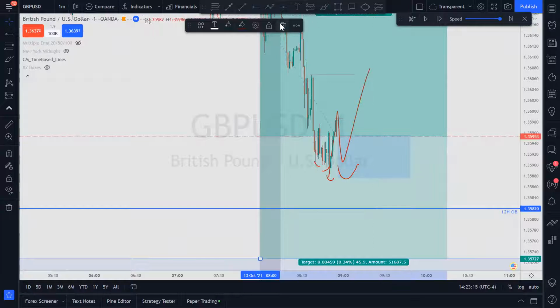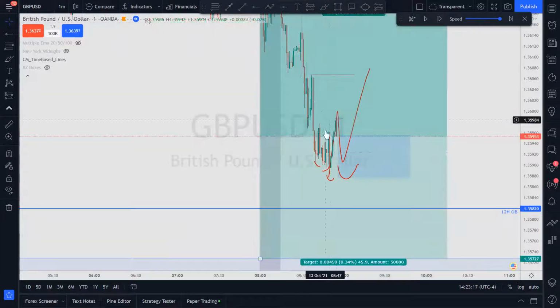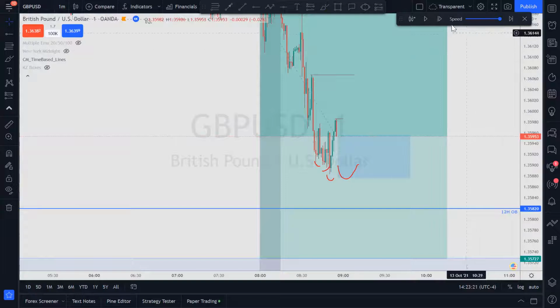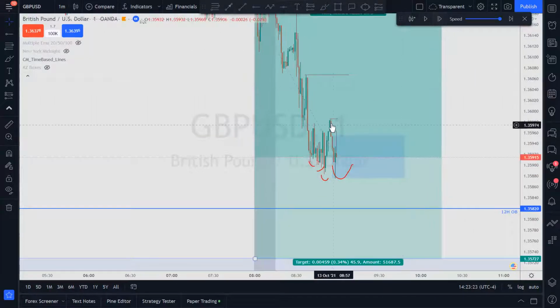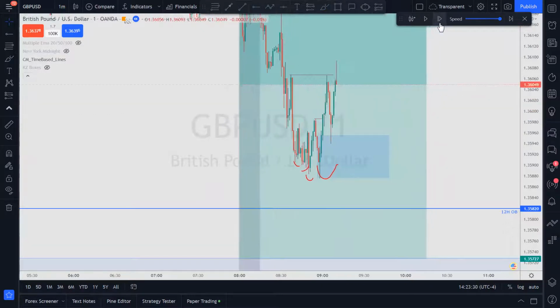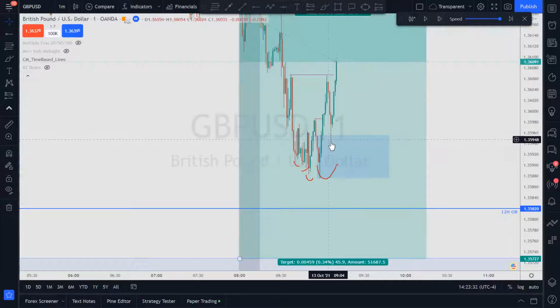Let me get rid of this. Oops, I'm sorry. What did price do? It did the dipsy do. It gave that right shoulder, and started heading up. I got out. This is the best entry.